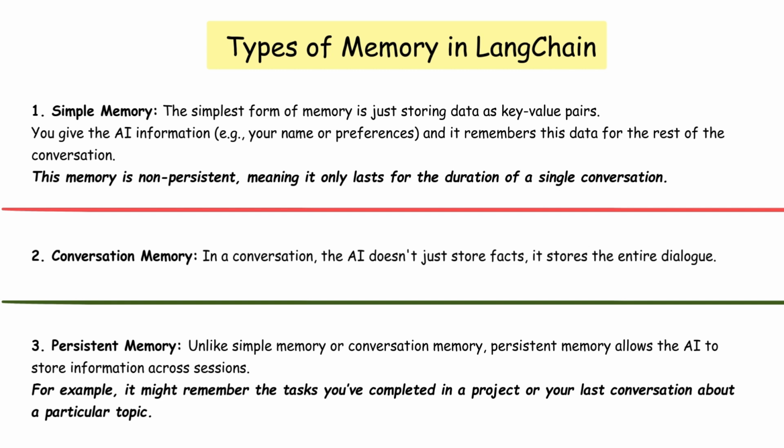Third is persistent memory. Unlike simple memory or conversation memory, persistent memory allows the AI to store information across sessions. The AI can remember past conversations even after you turn off the app or come back the next day. For example, it might remember the tasks that you have completed in a project or your last conversation about a particular topic. LangChain allows memory to play a role in complex workflows, combining with chains to enhance the AI's intelligence. If you have a multi-step task, the memory can store user input at each step to make sure that the entire process runs smoothly. Now we are moving on to another core component of LangChain called tools.